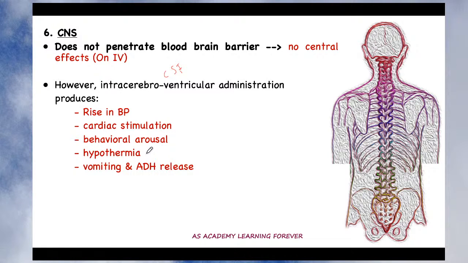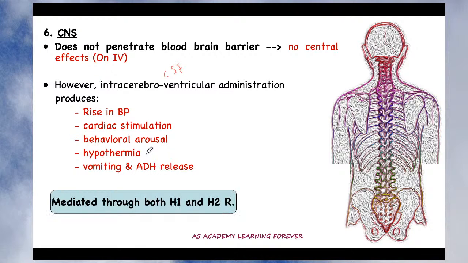It produces vomiting and ADH release, antidiuretic hormone release. So what will happen due to an increase in the level of antidiuretic hormone? When there is an increase in the level of antidiuretic hormone, it will reduce urinary output, isn't it? So it controls the urinary output. All these effects are mediated partly by the H1 receptor and partly by the H2 receptor. So the action on the central nervous system is mediated partly by both H1 as well as H2 receptors.